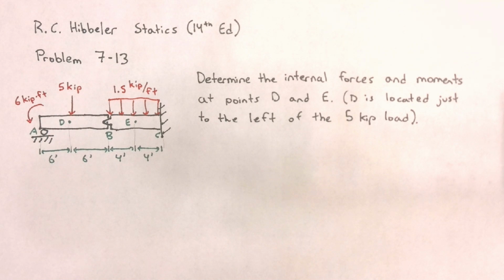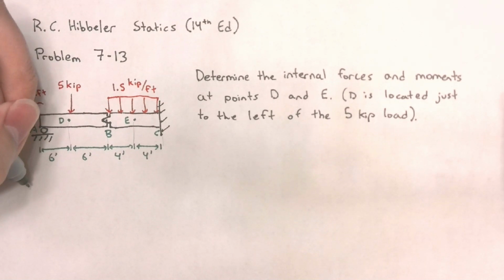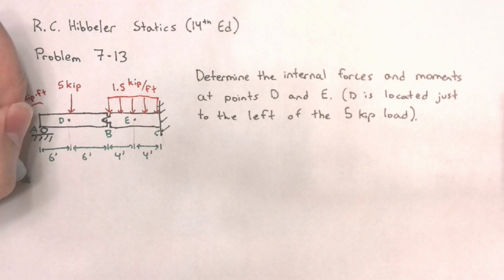Now, I haven't really used kips in class that much, but a kip is essentially a kilopound, so 1,000 pounds. But it's okay, we're going to express all of our force dimensions in kips here. In order to solve this problem, this is an internal forces problem, so I would say the first step would be to draw a free body diagram.